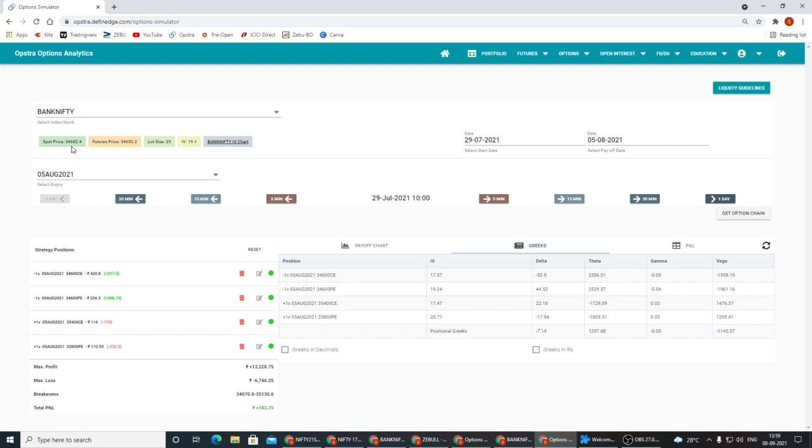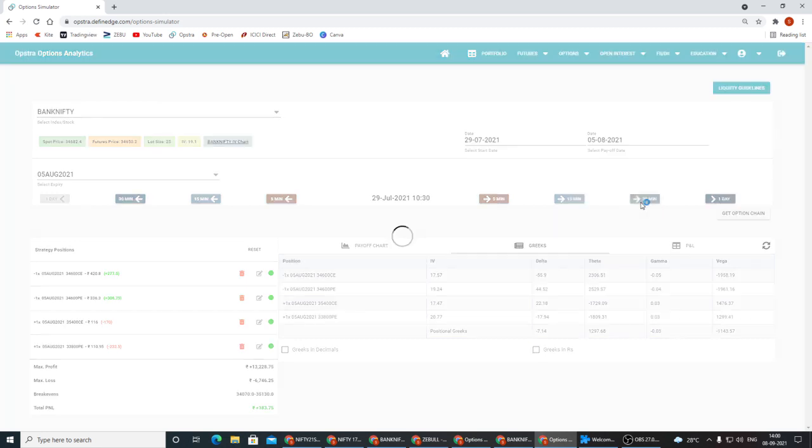The market has moved around 100 points and we are in a profit of 183. The delta is managed. We need to adjust this strategy when we have more than a 20 point difference in delta. With a 20 to 25 point difference in delta, we can adjust the strategy. I am going forward.